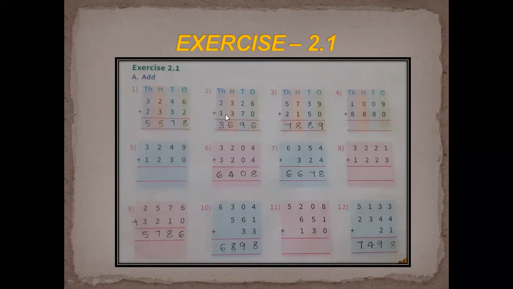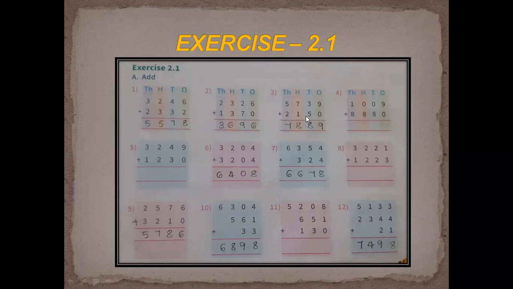And then the second question, 2326 plus 1370. 6 plus 0 equals 6, because any number added with 0 gives that number itself. So 6 plus 0 equals 6 only. Then in the tens place 2 and 7 are there, that equals 9. Then 3 plus 3 equals 6. 2 plus 1 equals 3. So the answer is 3696.